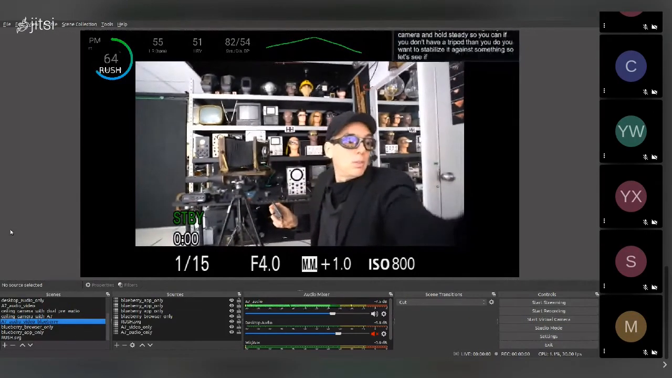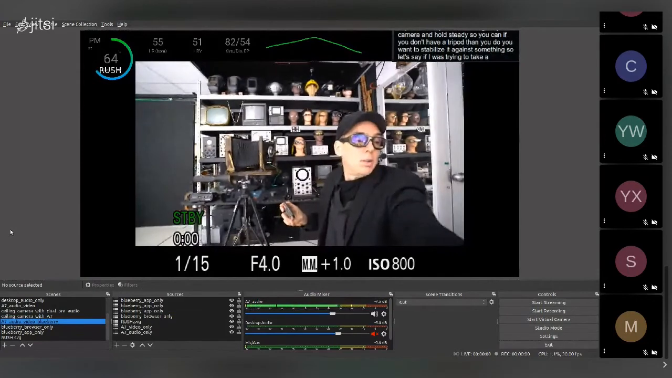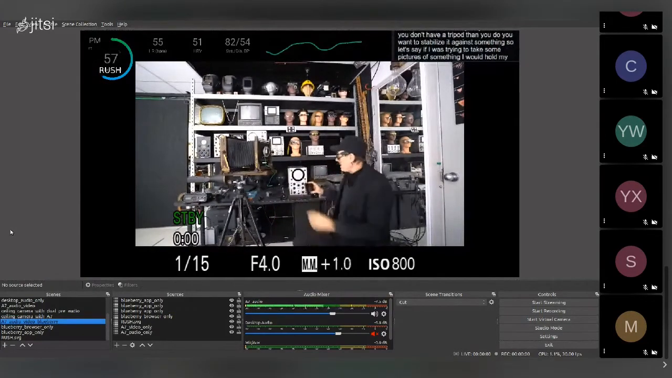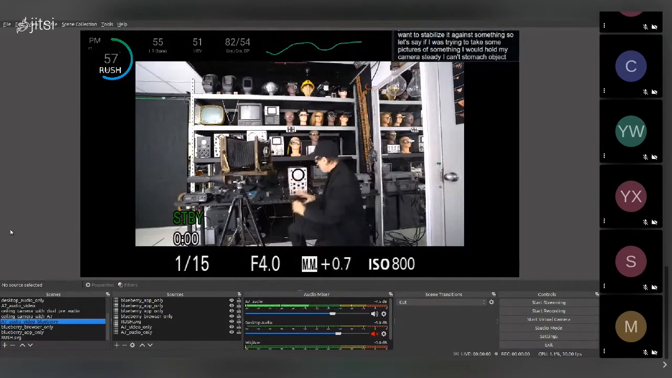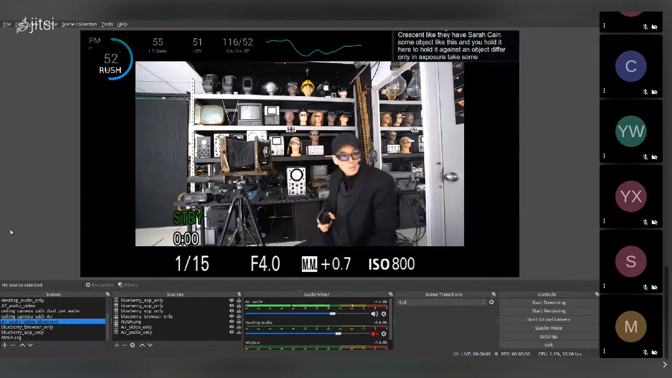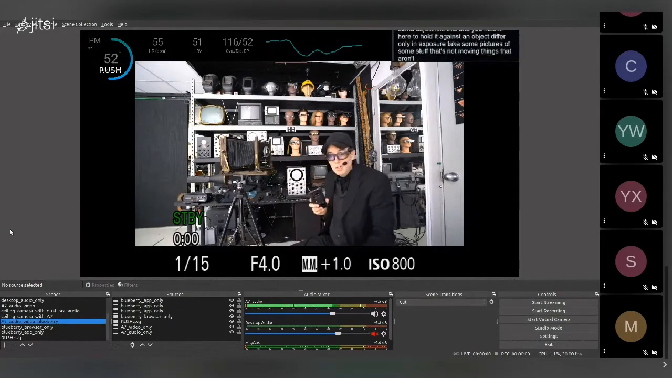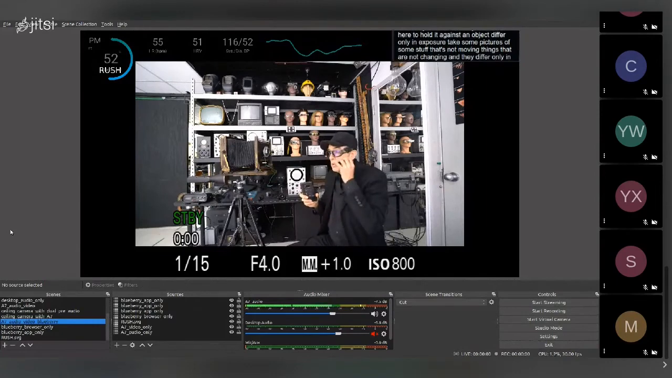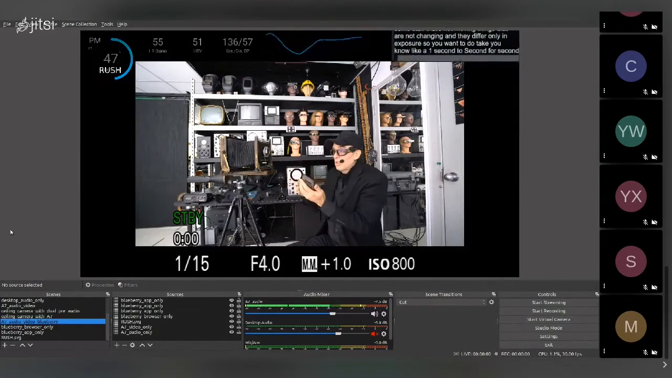So let's say if I was trying to take some pictures of something, I would hold my camera steady against some object like this, hold it against a table, press it like this, or against some object like this. Tape it or hold it against an object and take pictures that differ only in exposure. Take pictures of things that are not moving, not changing, that differ only in exposure. So take, like, a 1 second, 2 second, 4 second, and 8 second exposure, or shorter, whatever they are, but take different exposures of exactly the same thing.